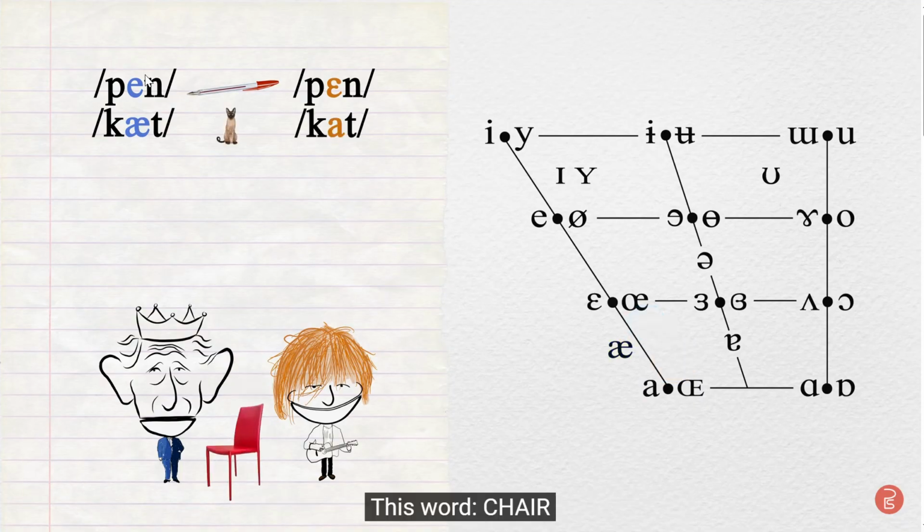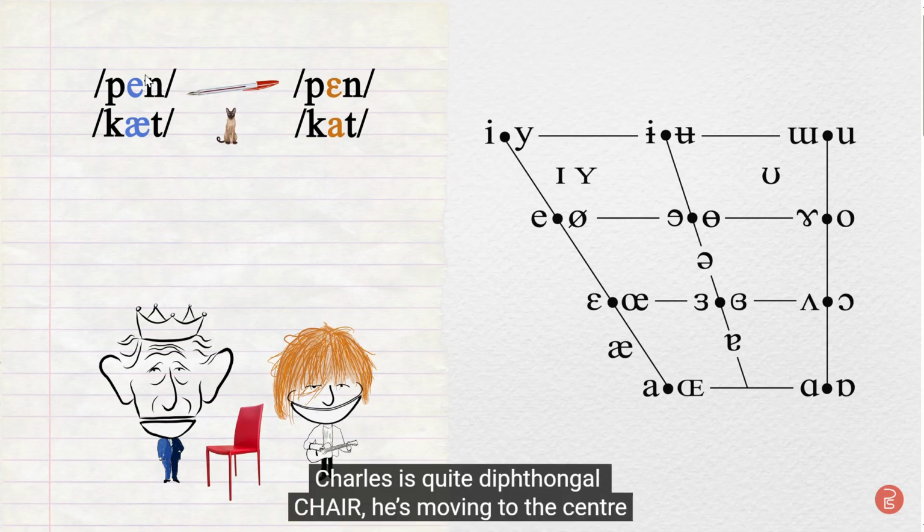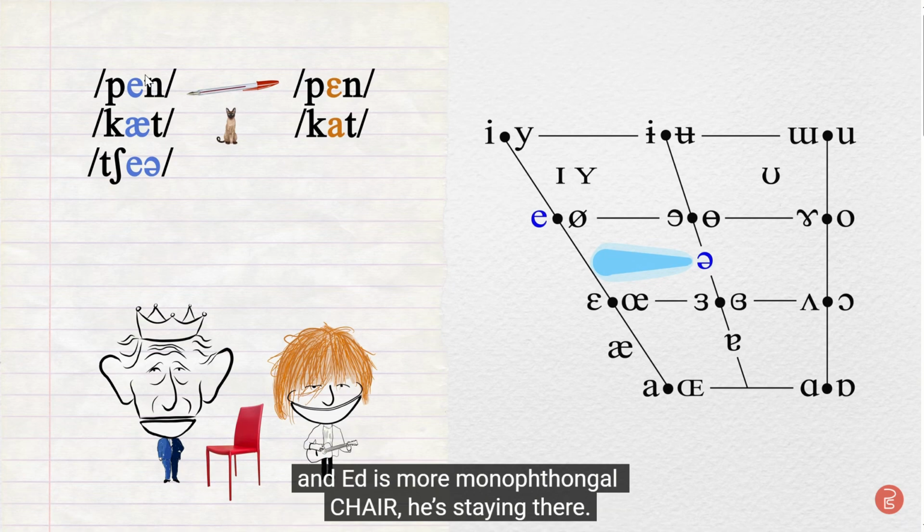This word? Chair. It's a chair. Charles is quite diphthongal, chair. He's moving to the centre. And Ed is more monophthongal, chair. He's staying there.